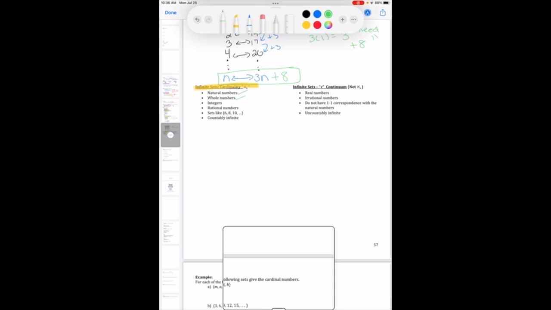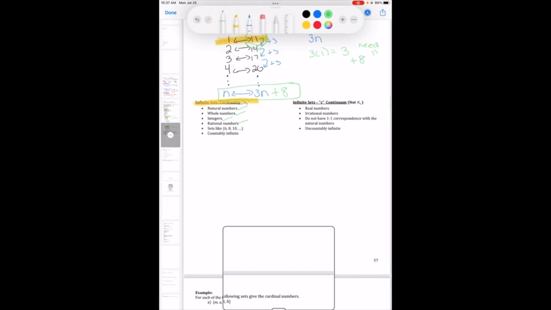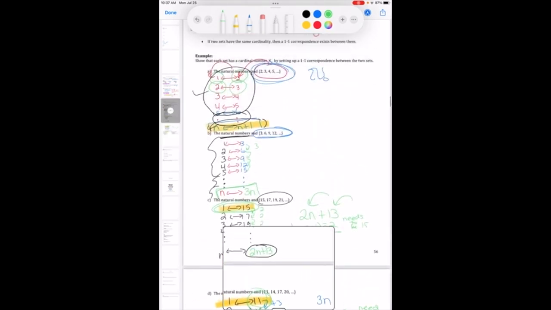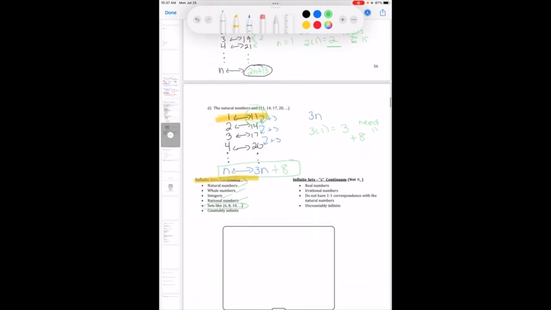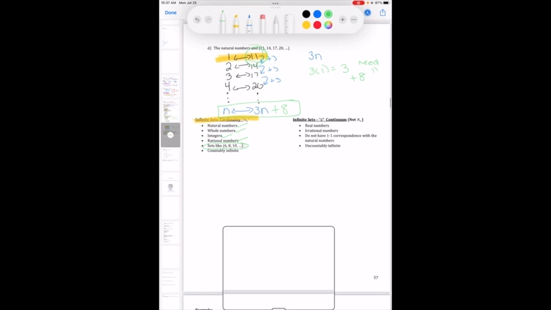I also could do it with the integers, and I could do it with the rational numbers. The whole numbers aren't hard to do. The integers and rationals can get a little nastier, so you probably don't want to see that one. We did sets like this, sets where we're skip counting. We were skip counting on B, C, and D, and they are all countably infinite.